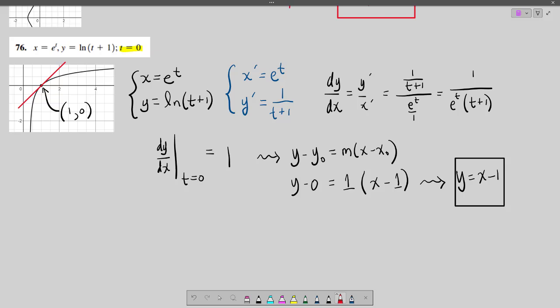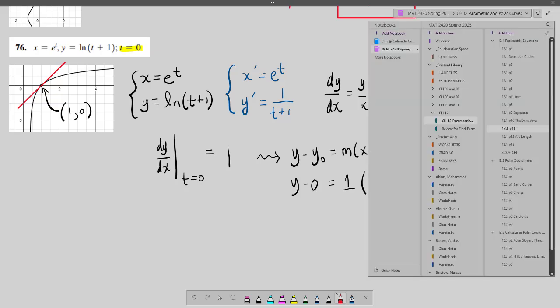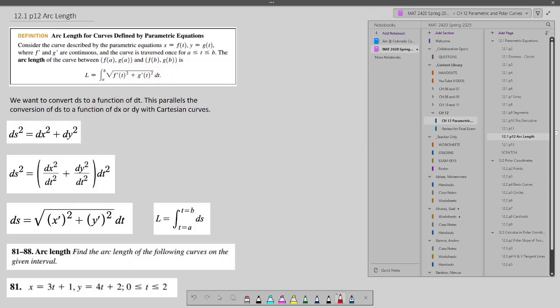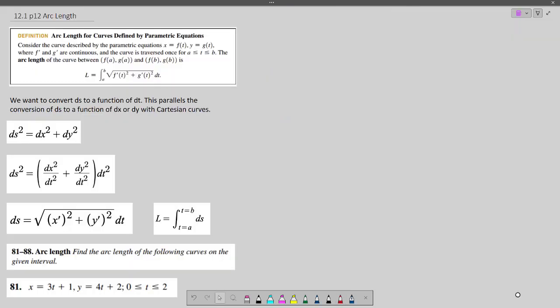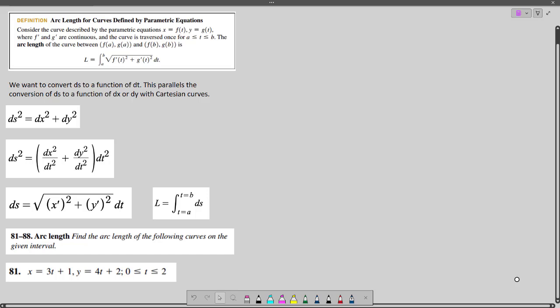Not too bad. A little easier than testing the endpoints. A little easier than a binomial expansion. A lot easier. Fine way to finish on something that's not as hard. Okay, this is a little harder here, arc length.